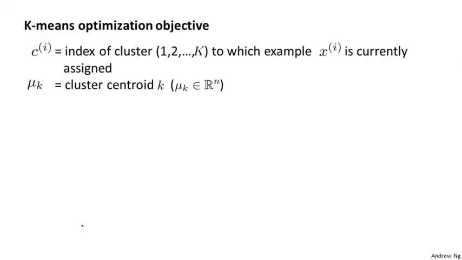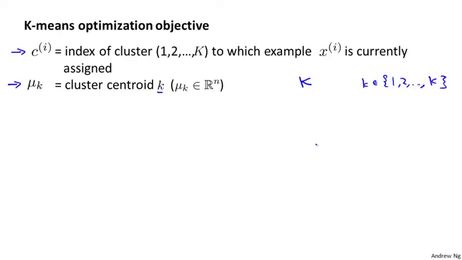Just as a quick reminder, while k-means is running, we're going to be keeping track of two sets of variables. First is these c^(i), and that keeps track of the index or the number of the cluster to which an example x^(i) is currently assigned. And then the other set of variables we use is mu subscript k, which is the location of cluster centroid k. And again, for k-means we use capital K to denote the total number of clusters, and here lowercase k is going to be an index into the cluster centroids, and so lowercase k is going to be a number between 1 and capital K.